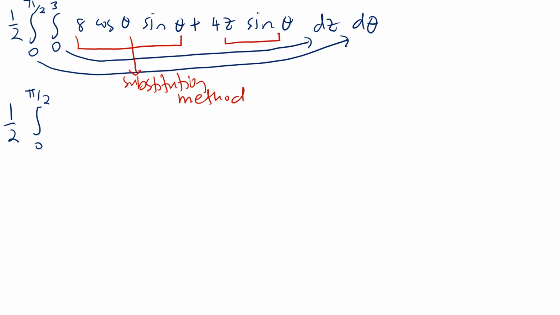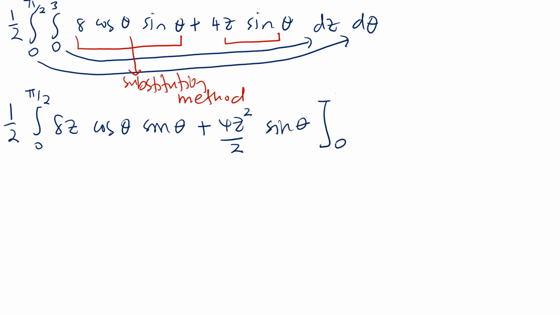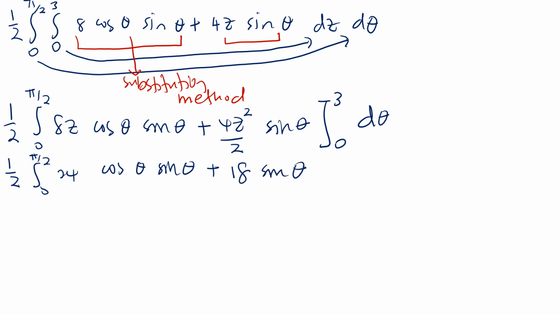To integrate with respect to z, it will be 8z cos theta sine theta plus 4z squared over 2 sine theta, from 0 to 3, d theta. You can see I still keep theta because I just integrate with respect to z. So substituting 3, it will give me 24 cos theta sine theta, and this is 9 times 2 is 18 sine theta. 0 will not give anything. Okay. Now integrate with respect to theta.